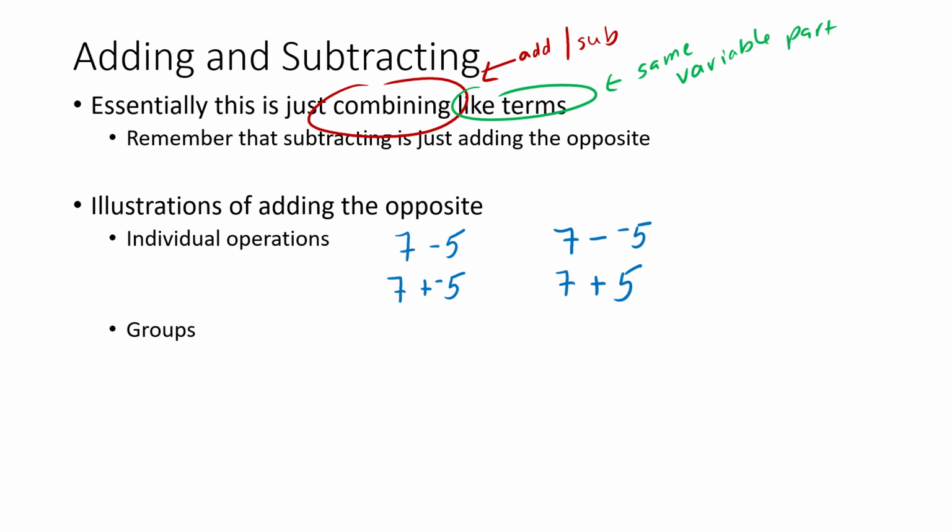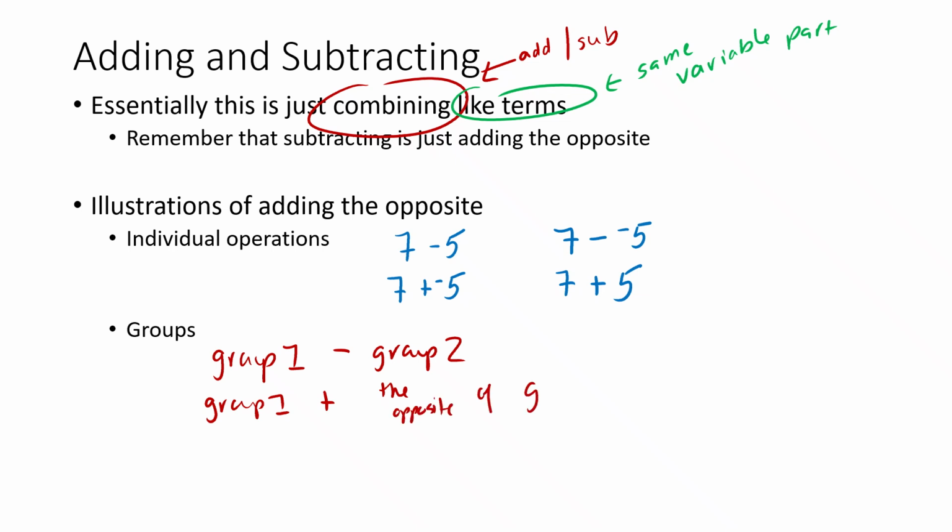Now, how does that work for groups of things? So in a group, you might have group 1 minus group 2. Okay, so 2 groups of things. And what you are essentially going to do is take group 1 and add the opposite of whatever group 2 is. So what might that look like?